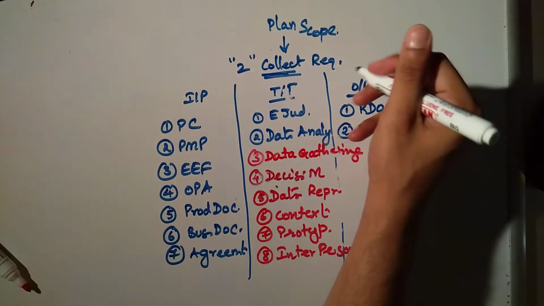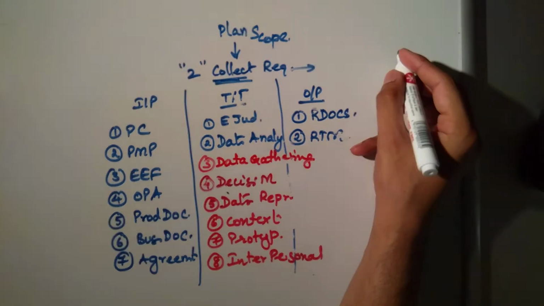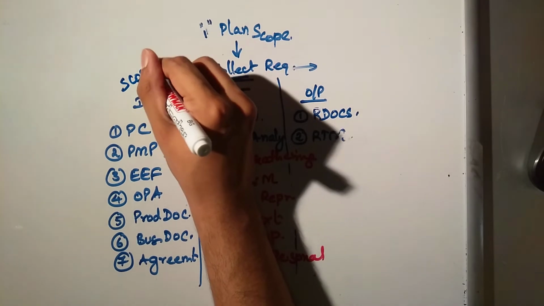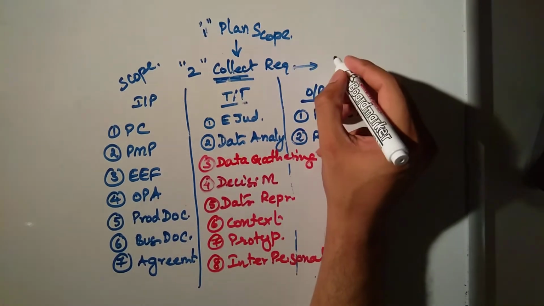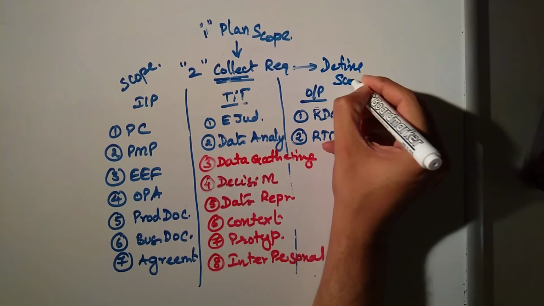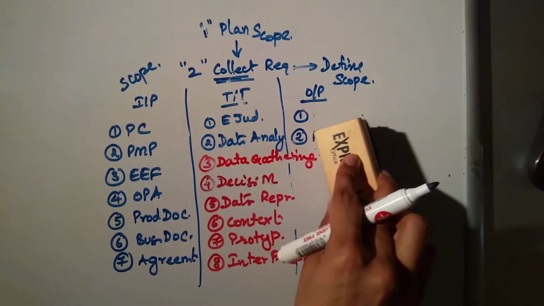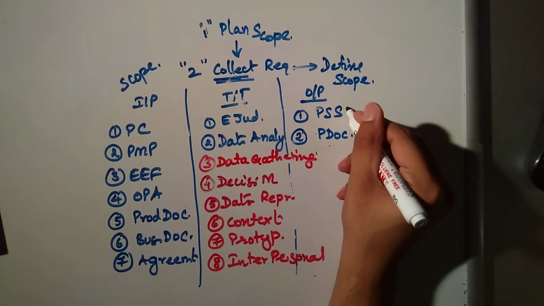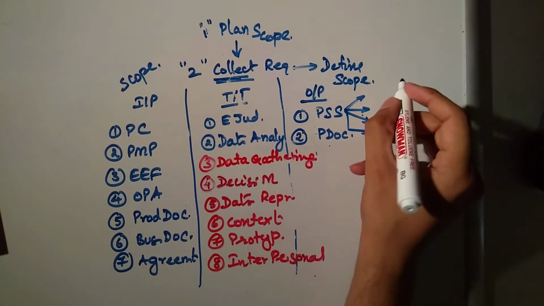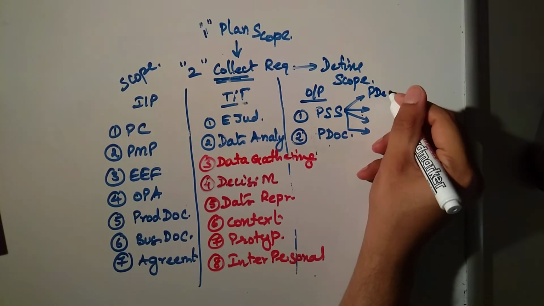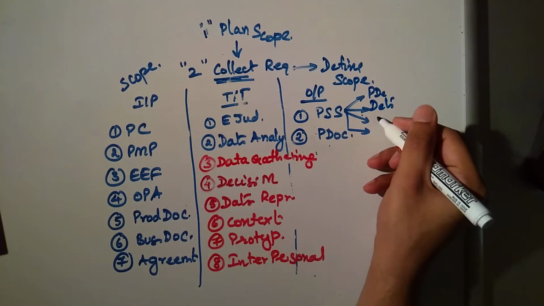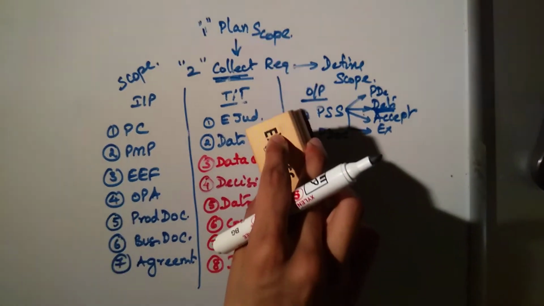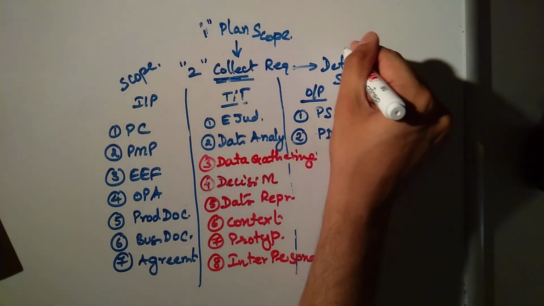Now from collect requirements we jumped to the next process. This was the first process in chapter 5, plan scope management. From there we went to collect requirements, then we came to define scope. Define scope means you're going to get your scope, that is the project scope statement and project document updates. The components of the project scope statement: project deliverable, detailed deliverable, acceptance criteria, exclusions. So you know there is a deliverable here. We are in this define scope process.